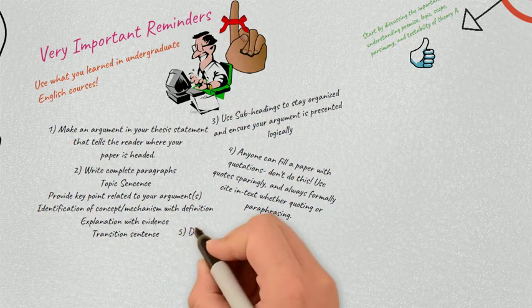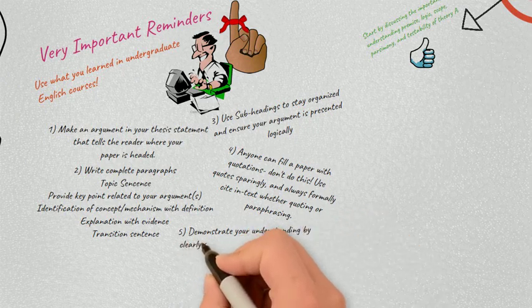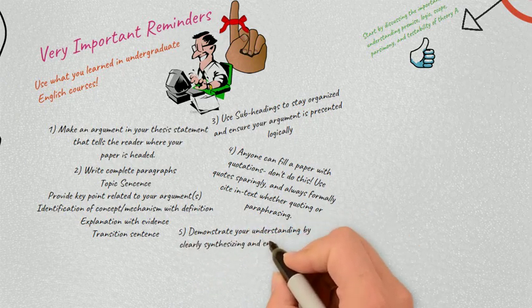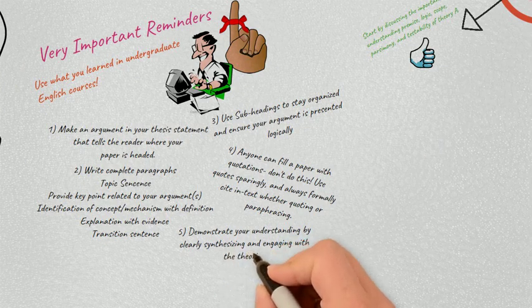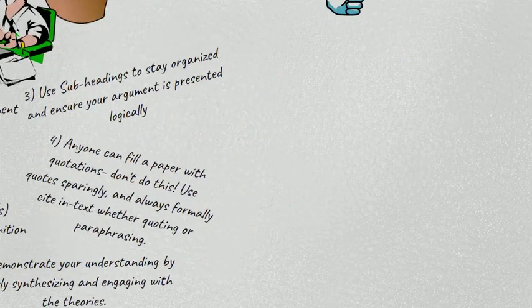Demonstrate your level of understanding and ability by clearly synthesizing and engaging with the theories. Going point by point through a theory like a book report will not do the trick. If that's what the reader wants, they'll read the theory and related materials themselves. Show your understanding and your unique take.